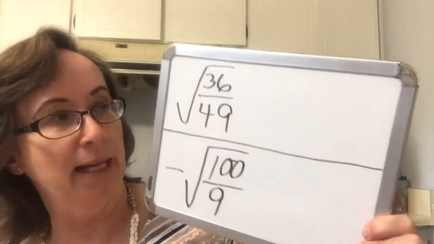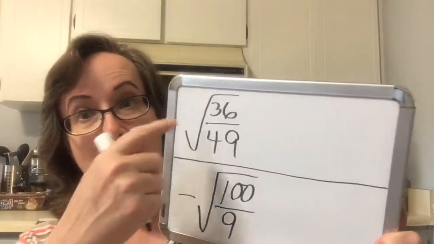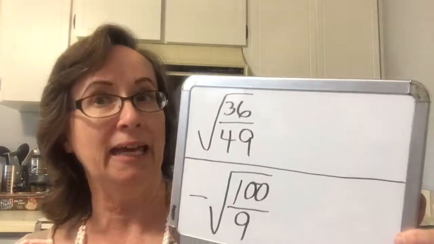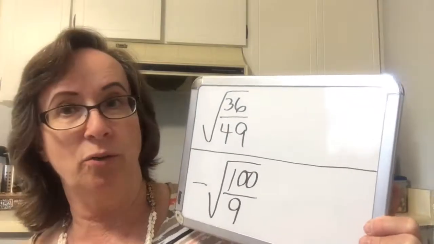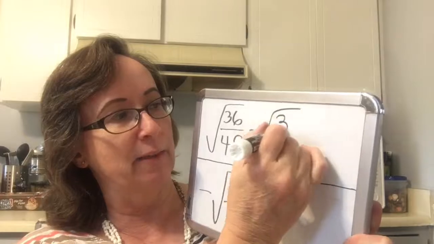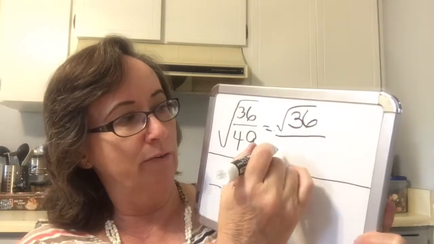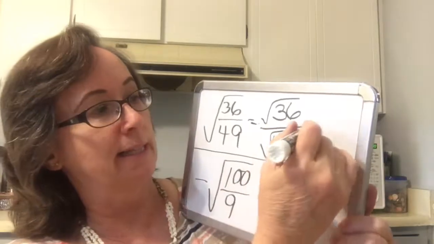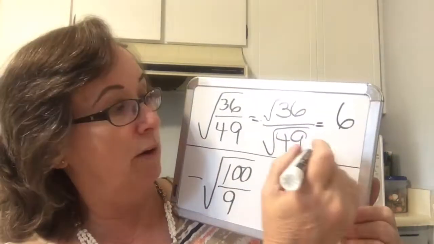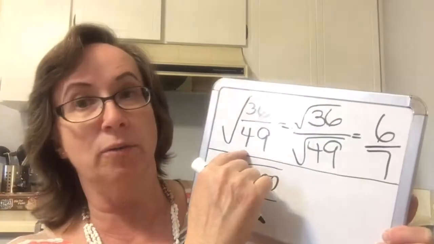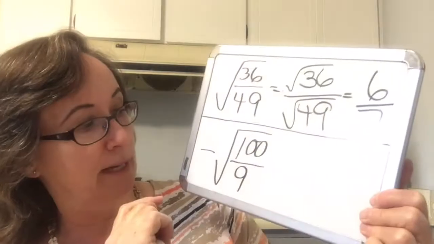Now, we're going to see in just a little bit that whenever we have a radical and a fraction underneath it, we can break that up into two radicals. So we are able to say this is the same thing as square root of 36 over square root of 49, and square root of 36 is 6, and square root of 49 is 7. So if you square 6/7, you will get 36 over 49.